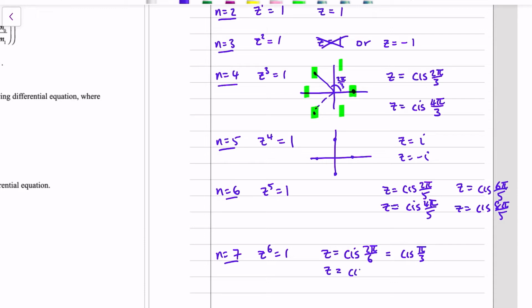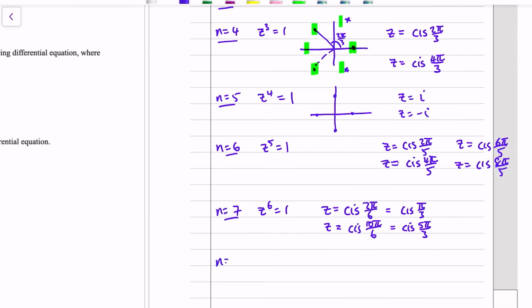Z equals cis 4 pi over 6, or 2 pi over 3. We've already got that, like I was saying. So we've only got two new solutions, the one there and the one there. It's cis 2, 4, 6, 8, 10 pi over 6, or cis 5 pi over 3.